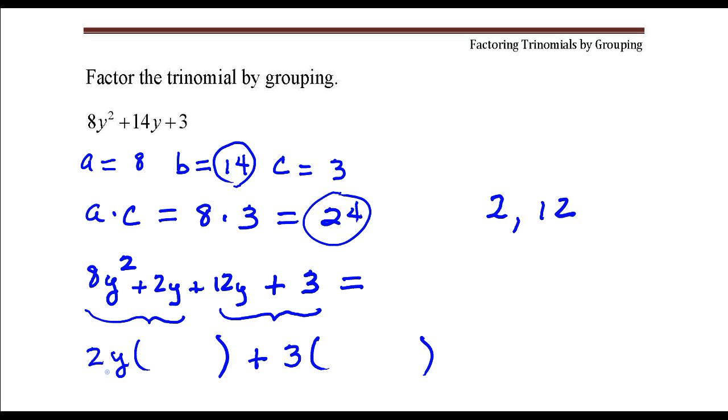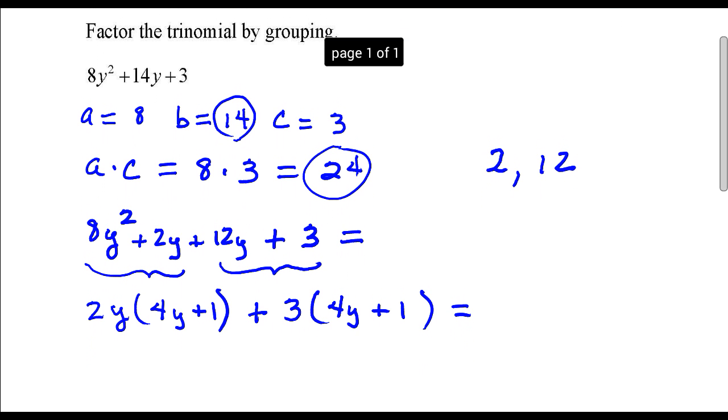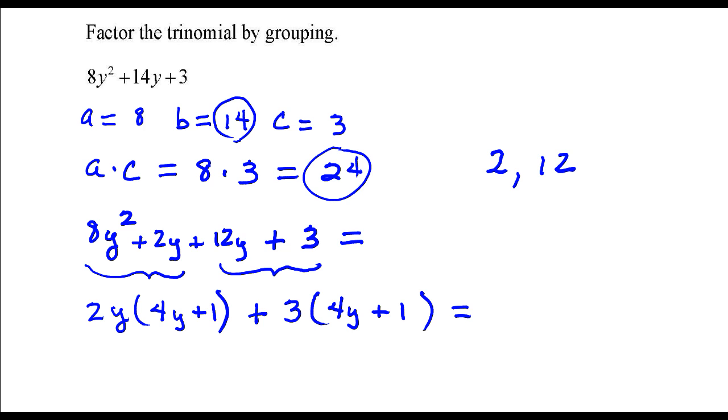Okay, so if we factor a 2y out of these first two terms, that's going to leave us with 4y plus 1. If I factor a 3 out of the last two terms, that gives us 4y plus 1 also. Okay, we're almost finished here, except now we have to factor the common binomial out of the entire expression. You can plainly see that the common binomial here is 4y plus 1. It's here and it's here, so it gets factored out.